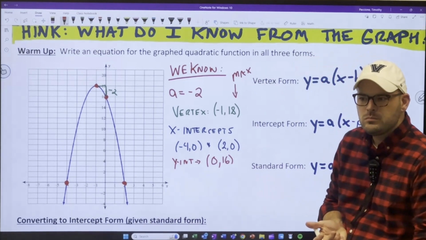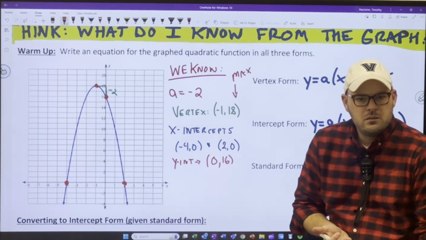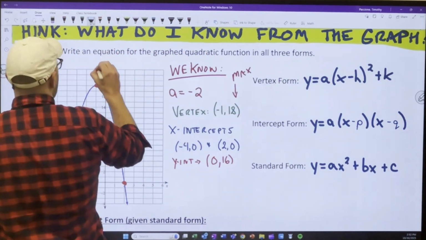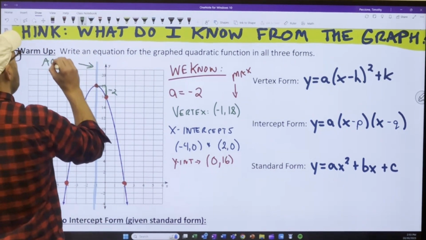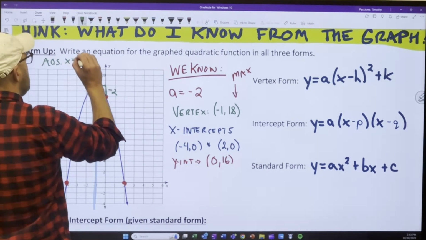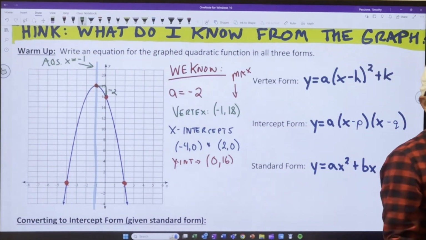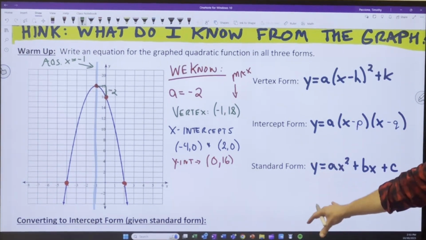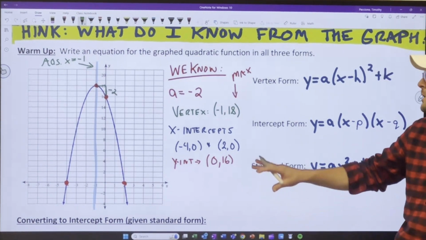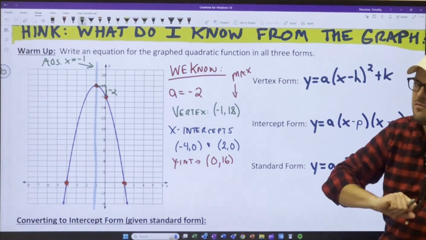Anything else? There's one other thing that we usually label a lot. Symmetry. Yep, axis of symmetry. Look at all the things we know, right? Our axis of symmetry is x equals negative 1. Now that I've collected my information of what I know, for 2 out of the 3 of these equations, all I got to do is plug in. Now the third one we'll get to. There's a little more work that has to be done. But think about it. I just need to know my A, my H, and my K, and I have them.